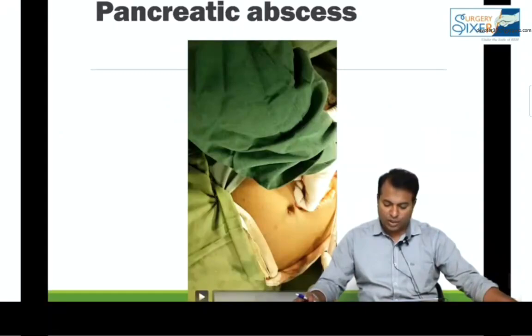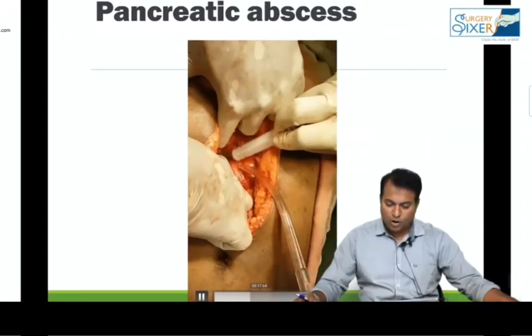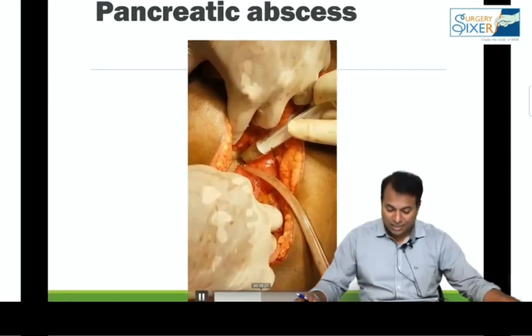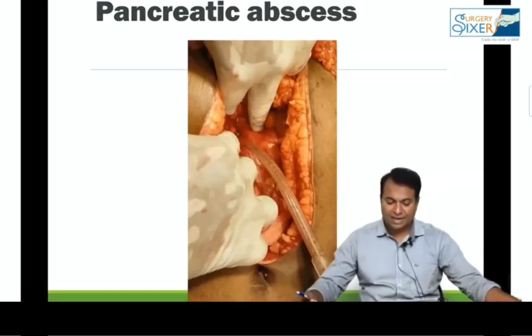So this is one of my patients showing you an abscess. I'm going to open the cyst. The moment I'm opening the cyst, you can see in this image, there is full of pus coming out. So this is a pancreatic abscess, an infected pseudocyst, full of pus coming out. Classical pus. So I will not do a cystogastrostomy. I will drain it externally.